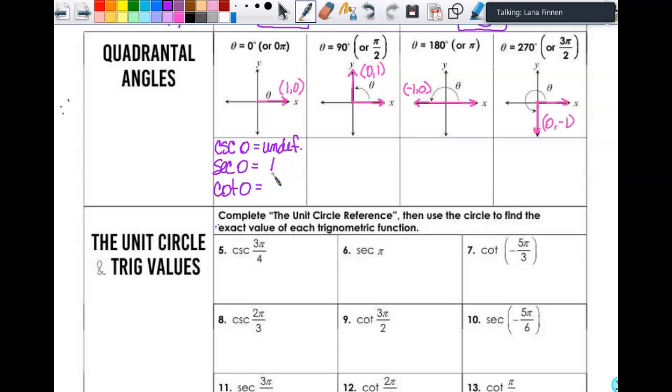Cotangent of 0 is the reciprocal of tangent. So what is the tangent of 0? 0, so the cotangent is undefined, yes. So then we're going to do those same three values for pi halves. So cosecant of pi halves, secant of pi halves, and cotangent of pi halves.